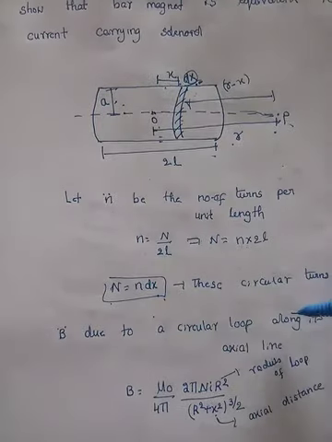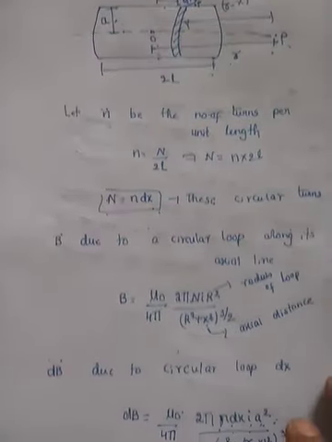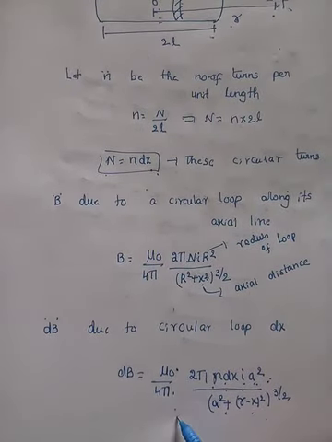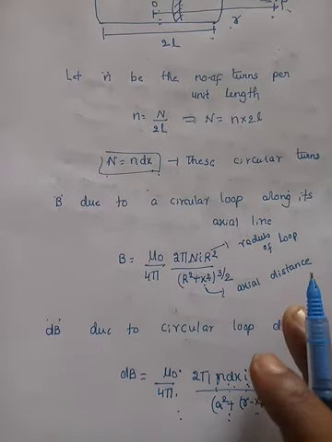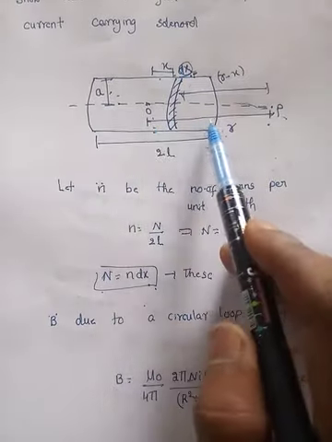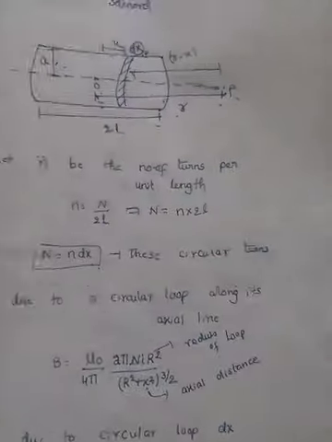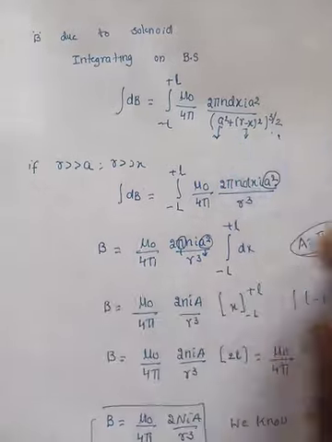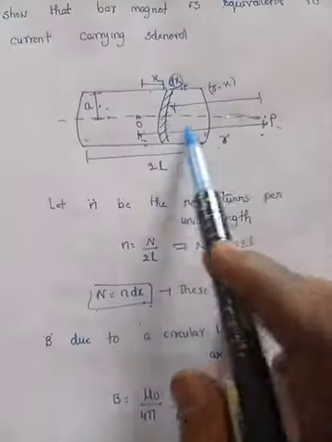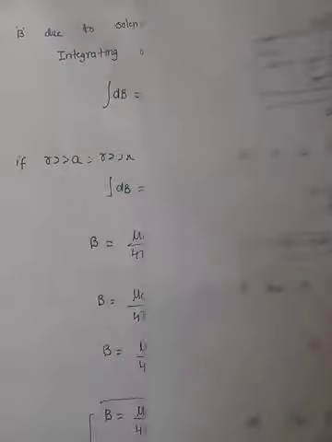So the magnetic field of a circular loop along its axial line we know. For this circular loop it can be replaced as dB is equal to mu naught by 4 pi, 2 pi n dx I a square by (a square plus (r minus x) square) whole power 3 by 2. So the magnetic field due to the complete solenoid is equal to what? We should apply the limits, plus and minus. By applying the limits and doing integration, we got this equation. We consider only one condition, that this axial distance is very long compared to the radius and this distance. So we are neglecting these two.